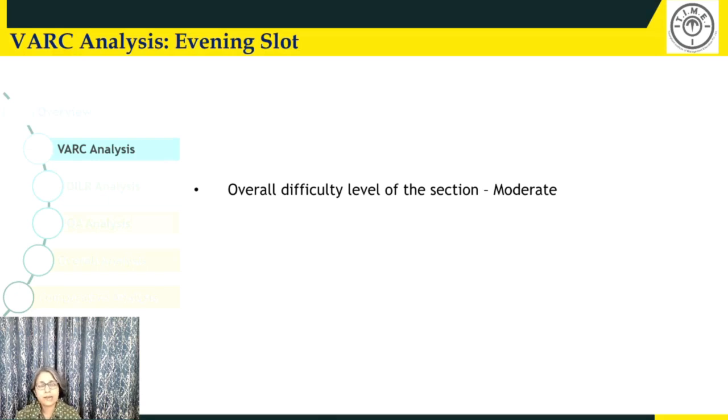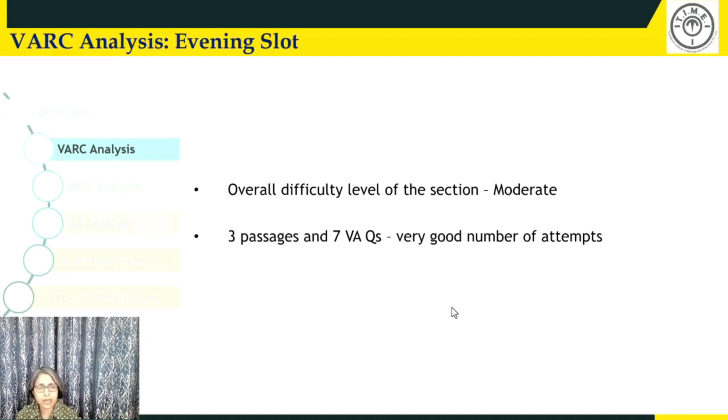So overall, our analysis is that the VARC section this time was moderate, and as per the feedback that we had got for slot 1 and slot 2, VARC seems to be a tad easier than slot 1 and slot 2, and perhaps a tad easier than the previous year's CAT. So our analysis is that a student who can attempt 3 passages, that is about 12 questions, and 7 out of the VA questions, so around 19 questions, would be an exceedingly good number of attempts.